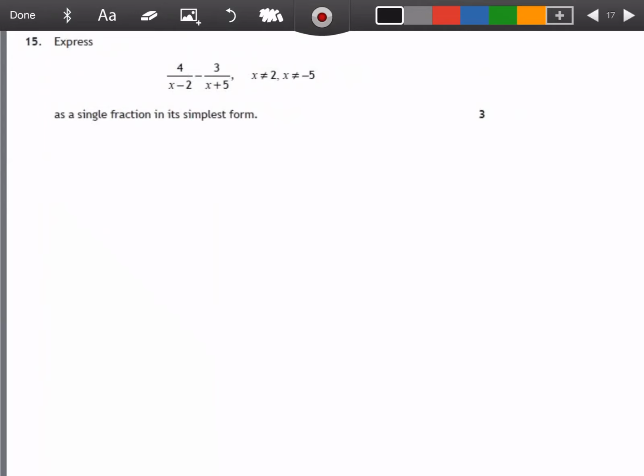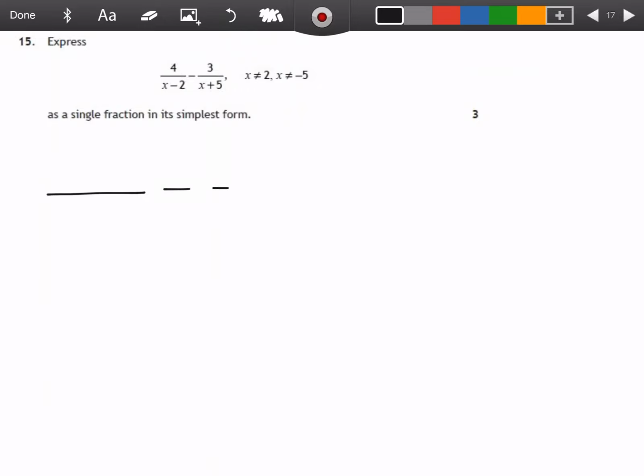Number 15. Write this as a single fraction. Right, okay. Single fraction, this is an addition. To add or subtract, you must have a common denominator. The common denominator must include both existing denominators. If the 4 and the 3 were at the bottom here, you would do a common denominator as 12, because 4 times 3 is 12. So basically, you multiply both existing denominators.